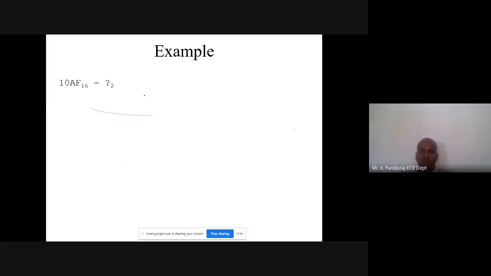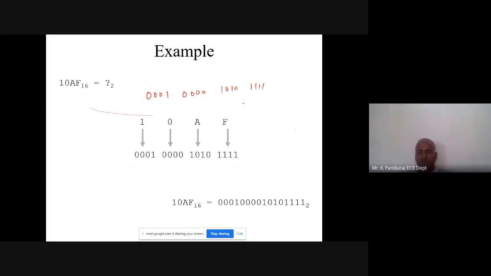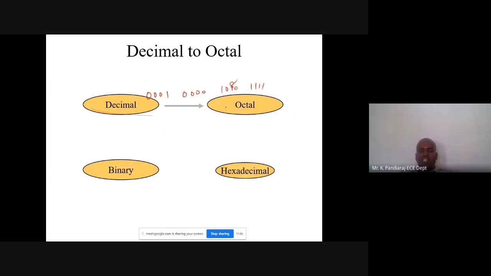And for 10AF, what is 1? 0001, 0 is 0000, and A is number 10, so 1010, and F is four ones. Okay, so this is the answer for this conversion. Next, decimal to octal. Okay, we have completed that.